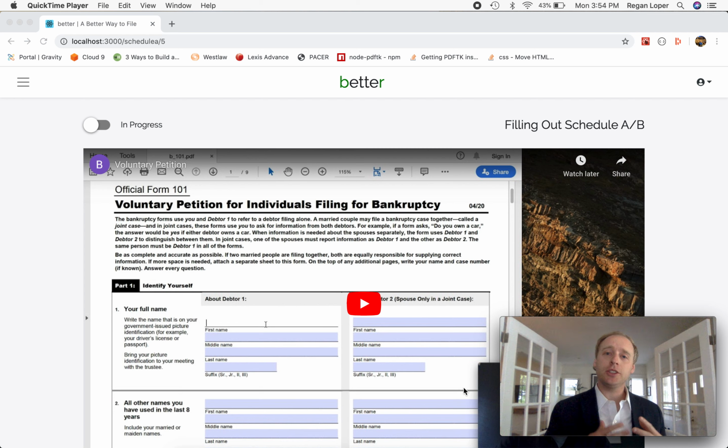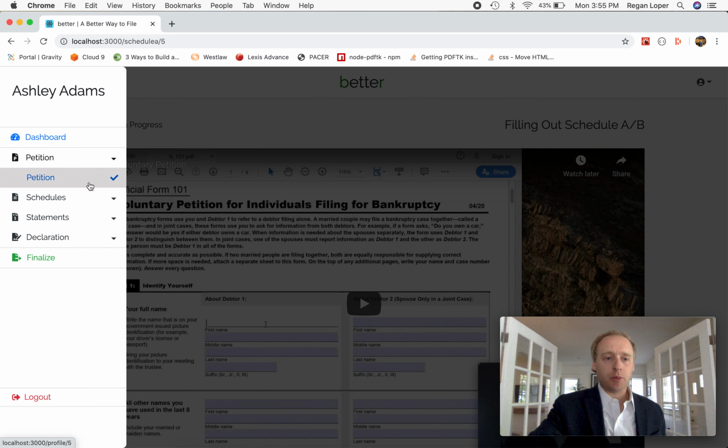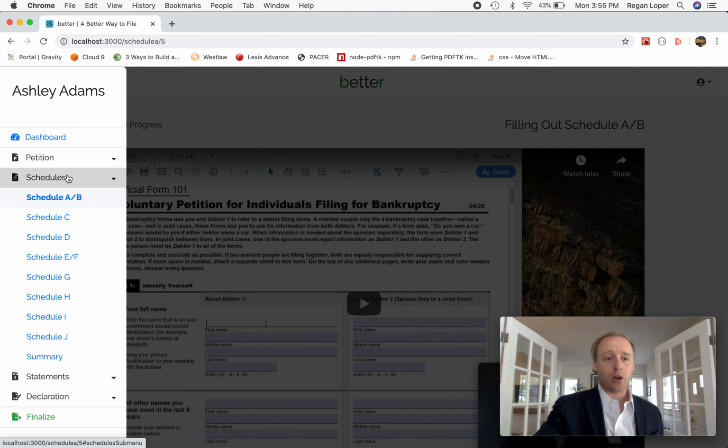So you've finished filling out the voluntary petition, and now you're ready to keep moving in this journey of filling out all these bankruptcy forms. The next forms you need to fill out are the schedules. If we open up this side panel on the left here, you'll see that for Ashley, our example filer, she's got a check mark next to the petition because she's completed that form. And now we want to start working on the schedules.